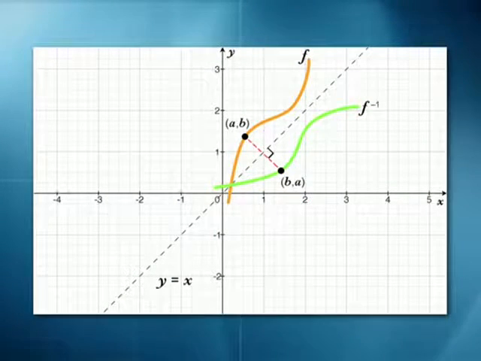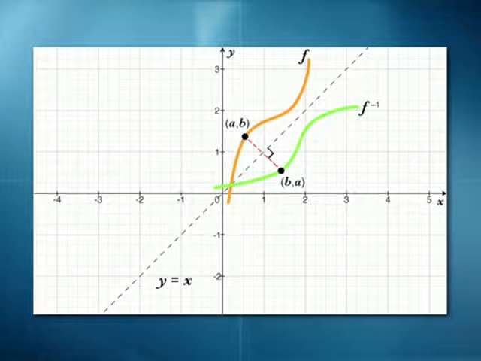Here's a picture of that reflective property. Here I've indicated a random function f and its inverse, f inverse. The point (a, b) is on the graph of f, and then I've indicated that the point (b, a) would be on the graph of the inverse function. And notice the symmetry again across the line y equals x.